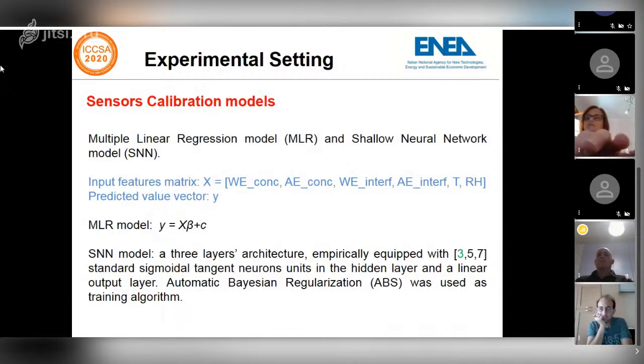In this case, we estimate the NO2 concentration, and the inputs are the raw signals of these sensors. Then we consider the twin electrode relative to the main interference. In the case of NO2 concentration estimation, we take into account O3 as an interferent and then the environmental parameter readings.